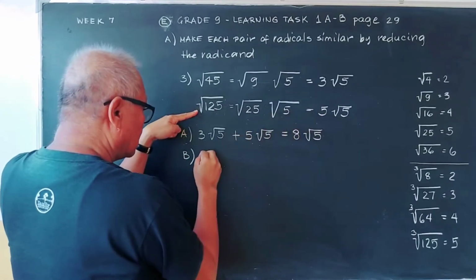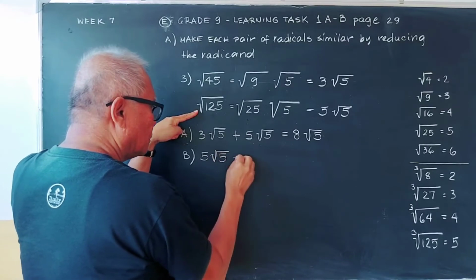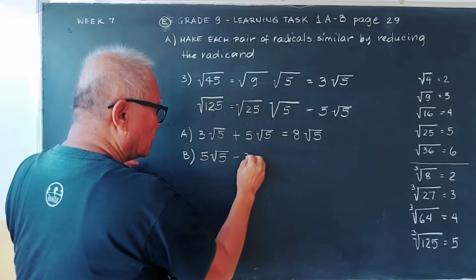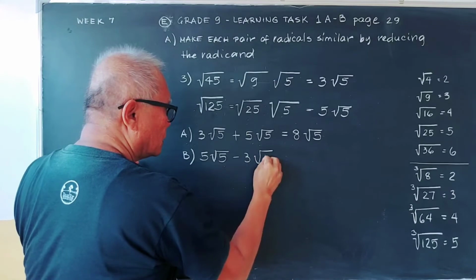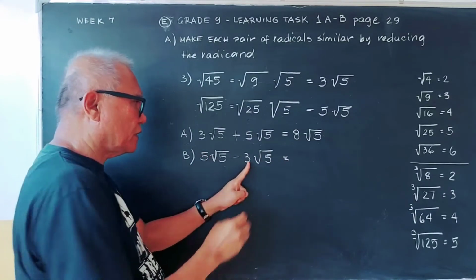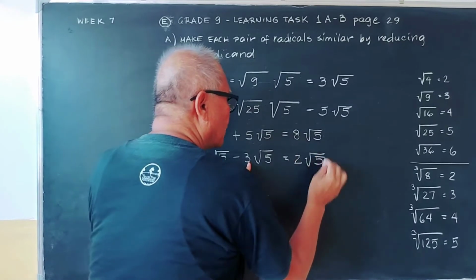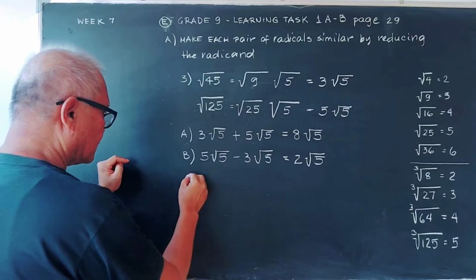Subtraction. Okay. Ito muna. Ma-minus yung una. Minus yun. 3. Like terms, yes. 5 minus 3 is 2. Square root of 5. Yan ang kanyang difference.